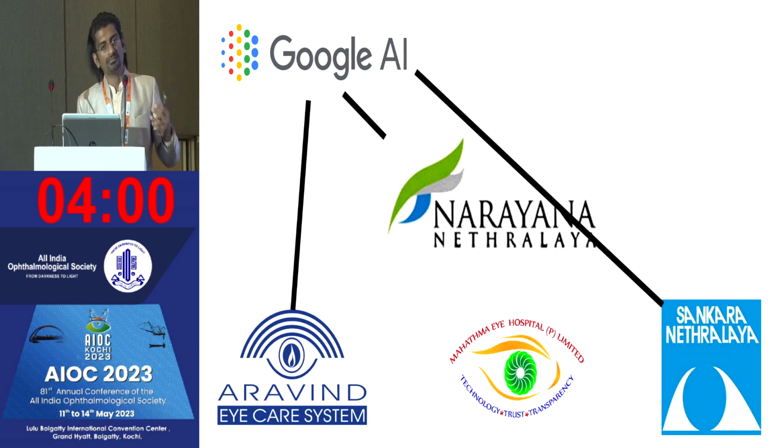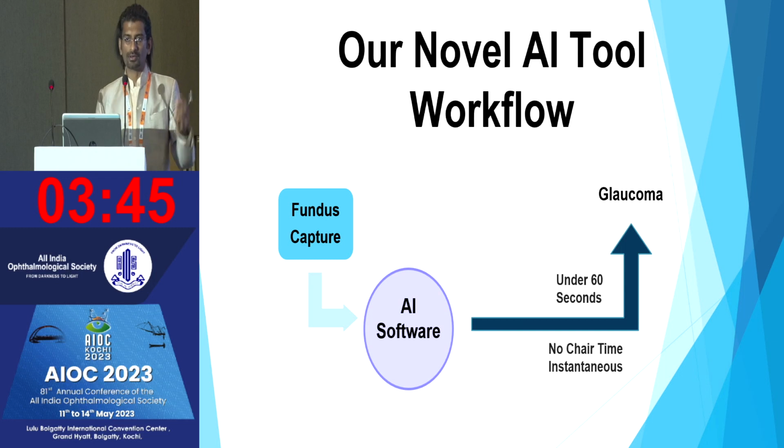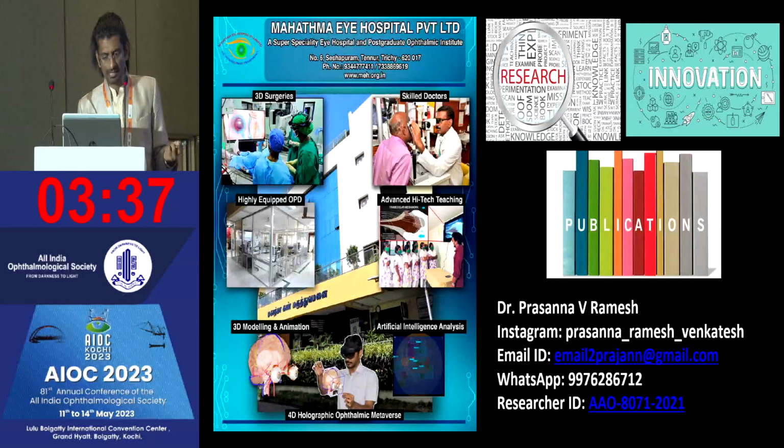So this is called multimodal AI, which is something that we at our center, Mahatma Hospital, along with the pioneers of AI, are also taking some baby steps towards. And this is our novel algorithm. We do that, and the software cracks it in 60 seconds and tells whether it's glaucoma, diabetic retinopathy, or ARMD. This is again one of the recent publications in IJO showing the same, and there are multiple publications on the same.